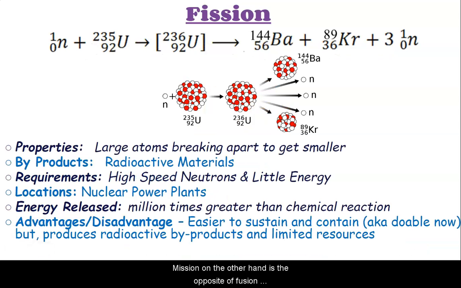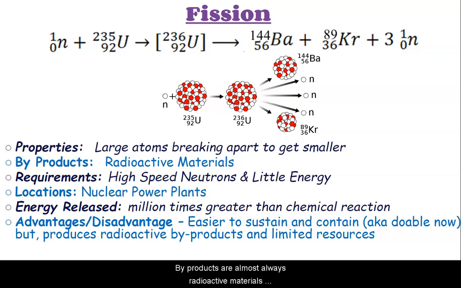Fission, on the other hand, is the opposite of fusion. So fusion is creating, putting things together. Fission is taking apart or separating. So the big properties or definition of fission are large atoms breaking apart to get smaller. So when you think of radioactive decay, that's a fission.